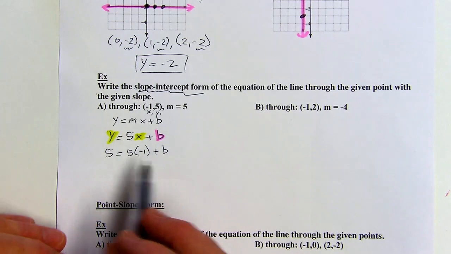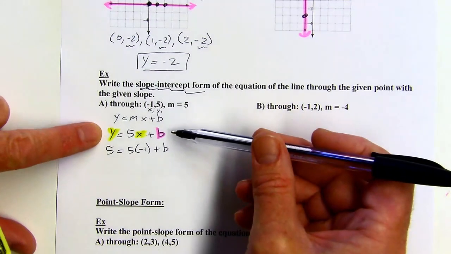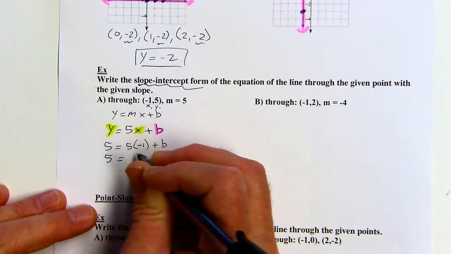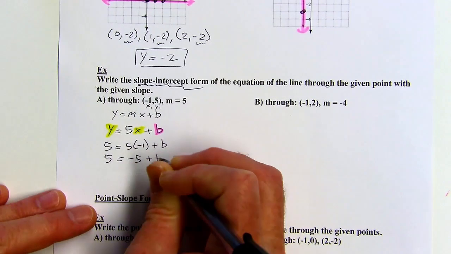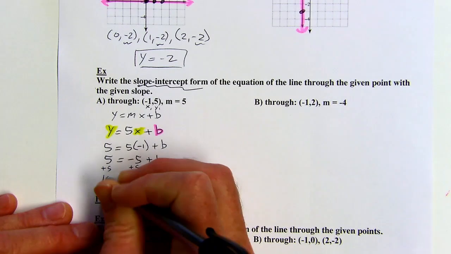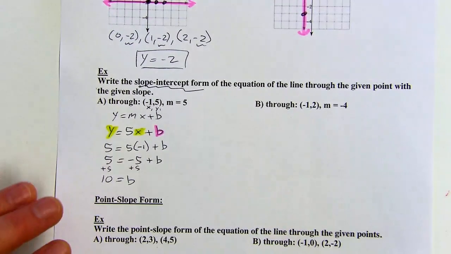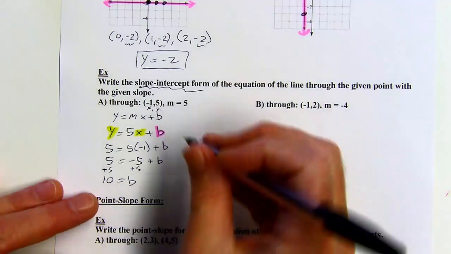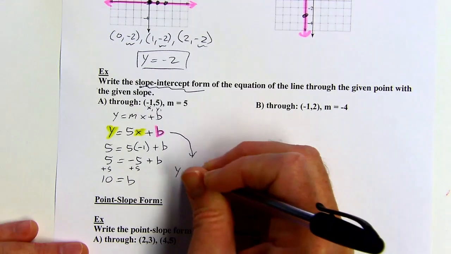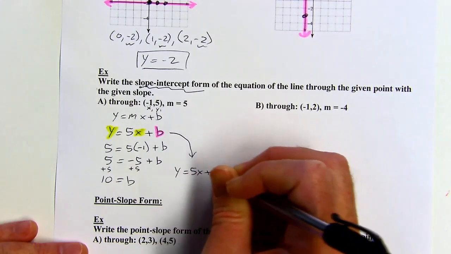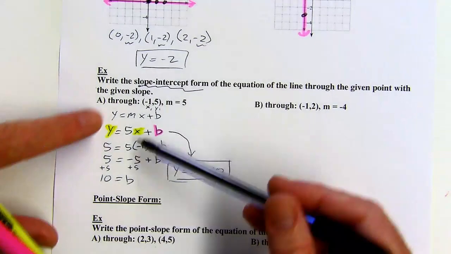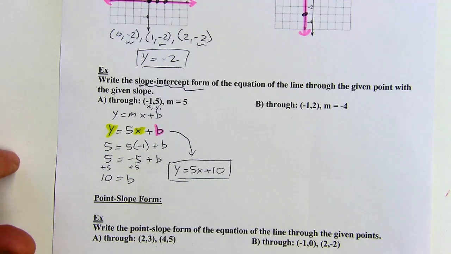And now I've got an equation that I can solve for b. I can figure out what the b is, right? Because I already know it's going to be y equals 5x plus or minus something. I just need to figure out what that something is. So let's see, 5 times -1 is -5. And then I'm going to add 5 to both sides to isolate the b. And now I know what the b is, right? So now I can say, okay, it's going to be y equals 5x plus 10. Okay, so basic strategy there. Plug in your slope first, then plug in your through point, and then you can find the y-intercept.